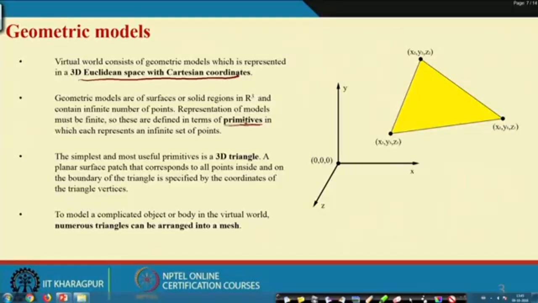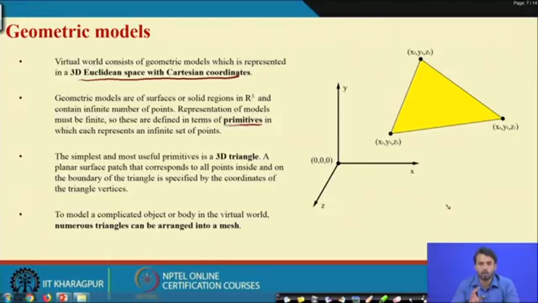The simplest and most useful primitive is a 3D triangle, a planar surface patch that corresponds to all points inside and on the boundary of the triangle, specified by the coordinates of the triangle vertices. Why are we considering a triangle and not others? Because if you consider any quadrilateral form, it will have more computational complexity and that will consume a lot of cost and time. For simplification, we consider the 3D triangle the most basic primitive used in the development of 3D models. To model a complicated object or body in the virtual world, numerous triangles can be arranged into a mesh. So if you are developing a particular object or 3D model, a number of 3D triangles will be merged and meshed into a particular mesh.